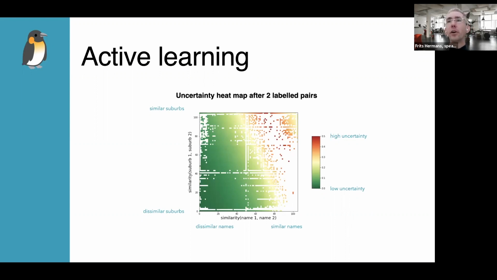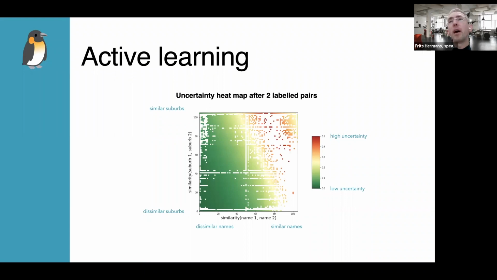Then the colors indicate the uncertainty. So on the bottom left, you see a lot of green. There's very low uncertainty, and that is logical because if there is no similarity in the name and no similarity in the suburb, it's most likely not a match. On the top right, you see that there are much fewer dots, but there's a lot of white, and that is just because there are not so many matches in the data. But there you also see some greenish colors, and that's also logical because if there is very large similarity in both the names and the suburbs, it's most likely a match. And in the region in between, you see a lot of red. So there is the high uncertainty. So these are the pairs that will be presented to the user.